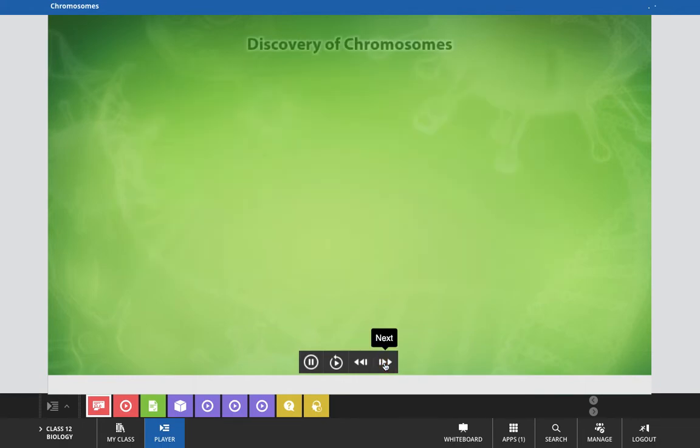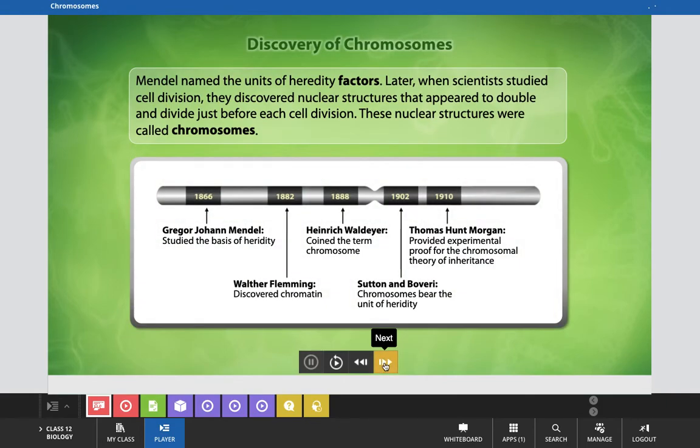Now, let's start with our first slide, which is showing you the discovery of chromosome with the time spent after the discovery of Mendel's factor. Mendel named the units of heredity as factors in his experiments when he has concluded the different principles of inheritance. Later on, when scientists studied cell division, they discovered nuclear structures that appear to double and divide just before each cell division, and these nuclear structures were called chromosomes.